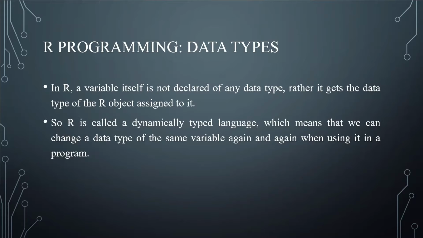So R is called a dynamically typed language, which means that we can change the data type of the same variable again and again when we are using it in the program. That is what you had shown. X is equal to some value, and we can change it into another value, into a character value, into any value. That is how we can change the value dynamically.